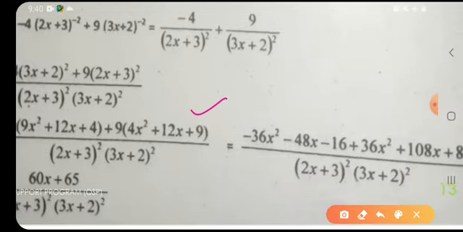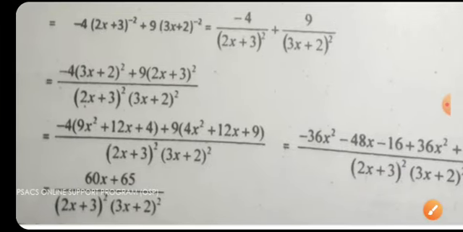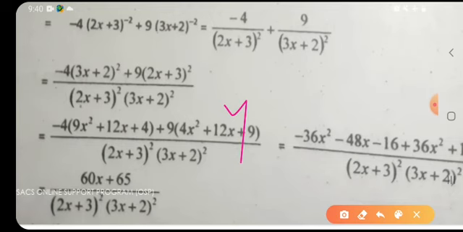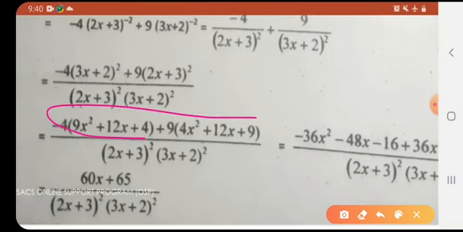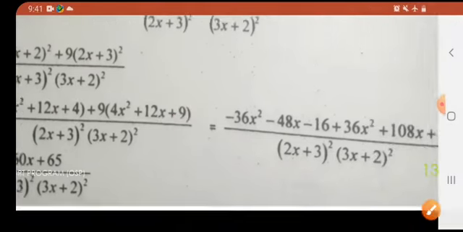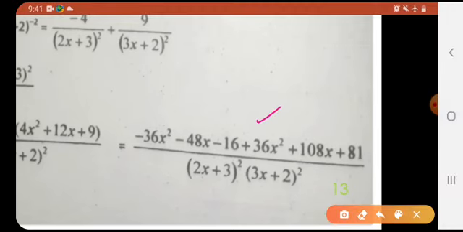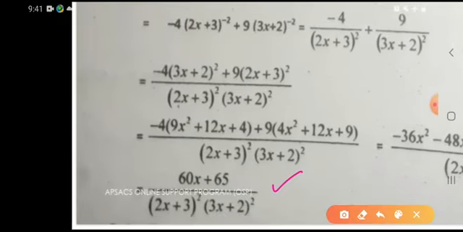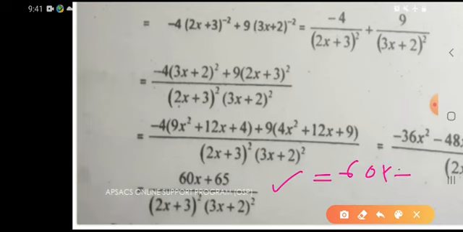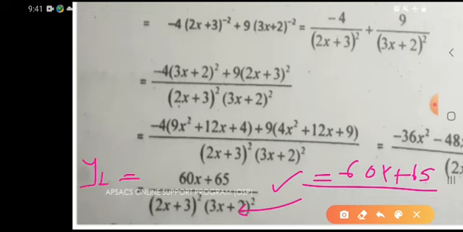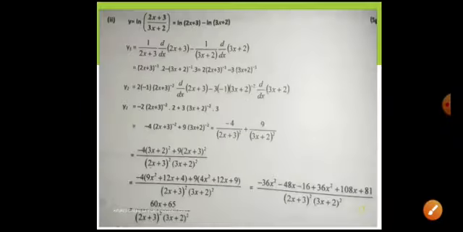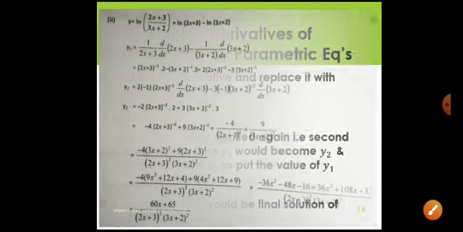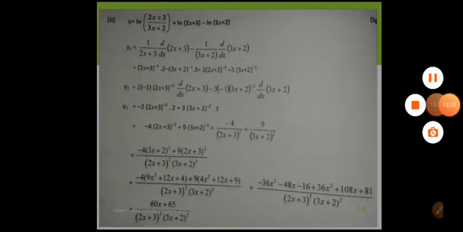See, we were done up till this part, up till this step we were done. ठीक है जी, this step. Now all you have to do is open the bracket, simplify the terms like this, and then this would be your final answer. What is the final answer? 60x plus 65 whole divided by this denominator. This is the answer of your y2. Clear? That's it. So with question number 3, I will be there in the next part, inshallah. See you then.